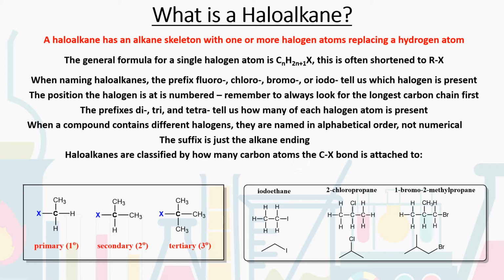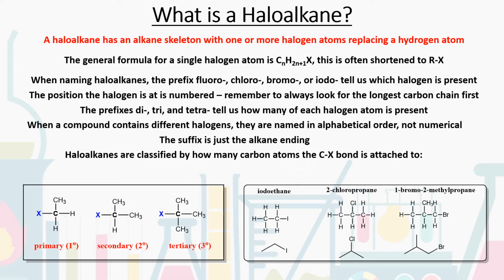So some examples shown at the bottom right. First one is just iodoethane. So this is based off an ethane chain, 2 carbons long, so the suffix is ethane. We just have one halogen atom, so we have the iodine. We don't have to number it because if it was on the other carbon, that would still be the first carbon because we always want the lowest numbers.